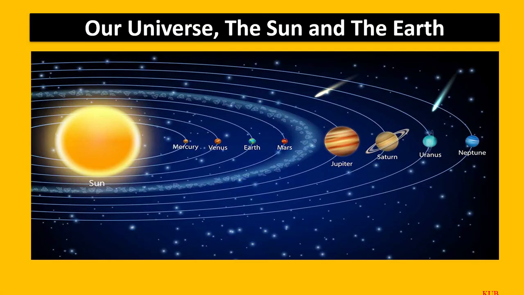Let's learn about our universe, the sun and the earth. For thousands of years, human beings have been looking into the sky and trying to understand the objects that shine there, the stars that remain fixed, and the sun, the moon, and the planets which keep moving across the sky. What are these objects, and in what ways are they related to us? How do they affect us?